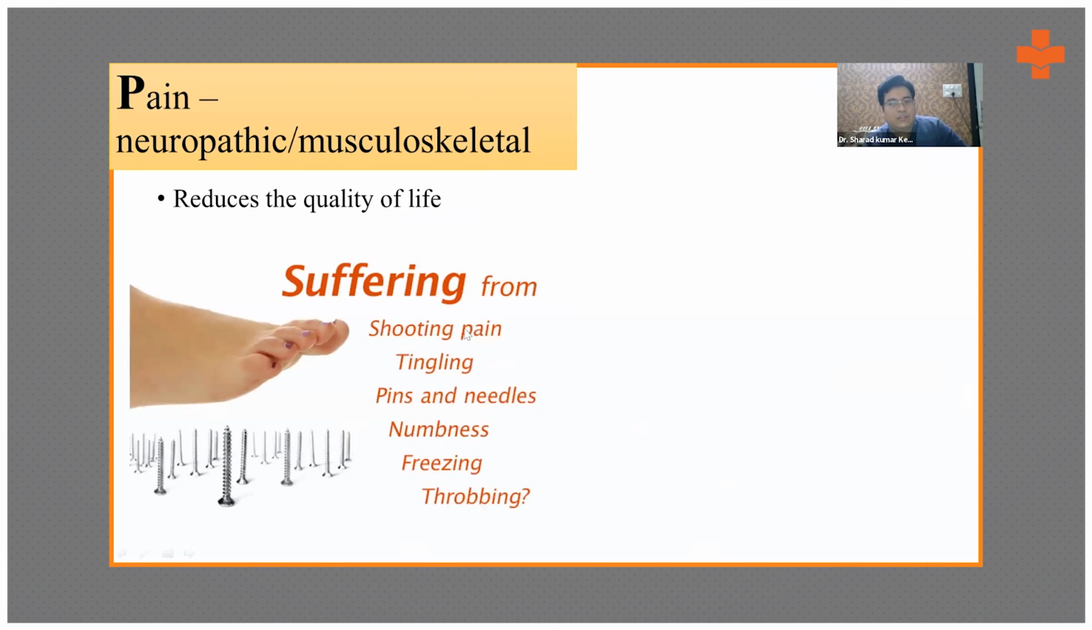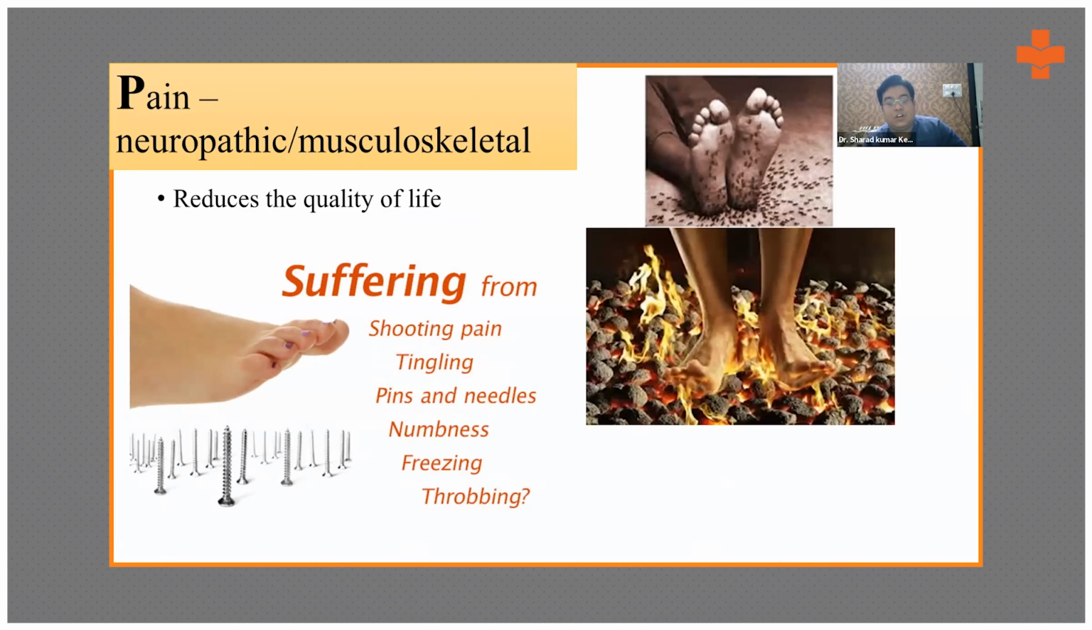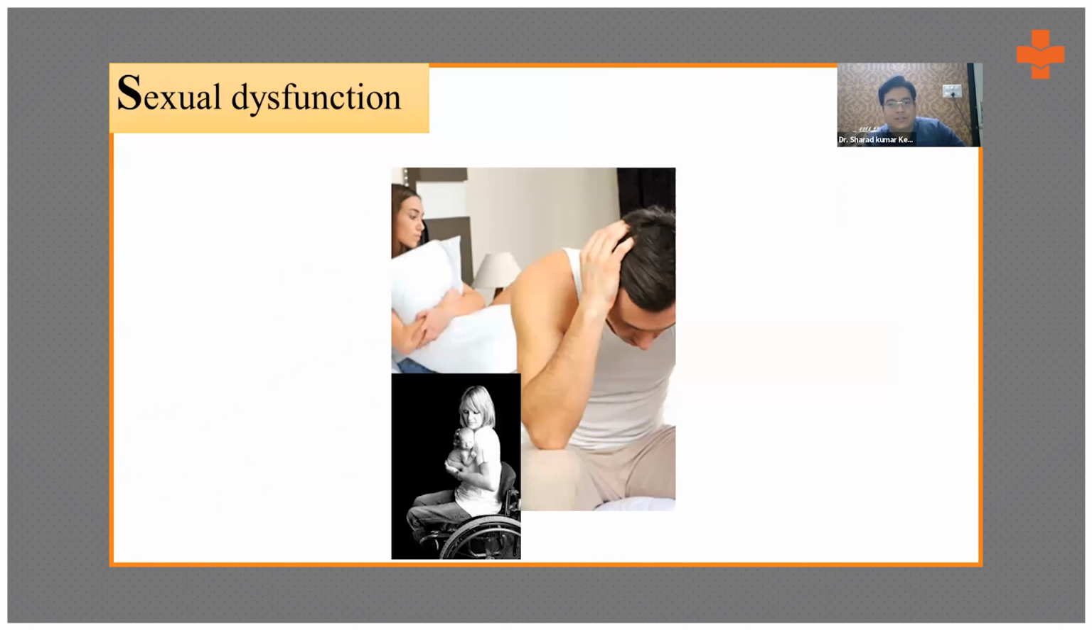You can see here the patient is suffering from shooting pain, tingling, pins and needle sensation, numbness, freezing, or throbbing. All these are characteristic of neuropathic pain. Or some patients even complain of ants crawling over the feet, or the feet are on fire. So management is again by neuropathic drugs. You have the SSRIs, like paroxetine, or amitriptyline like drugs, or again you have gabapentinoids. So many groups of drugs are there to manage those patients. Along with that, physical therapy and counseling does help in getting over it eventually.